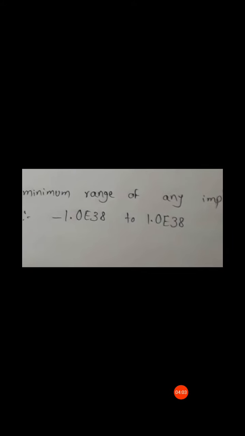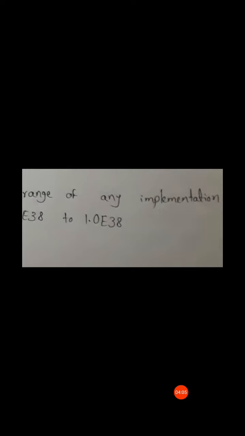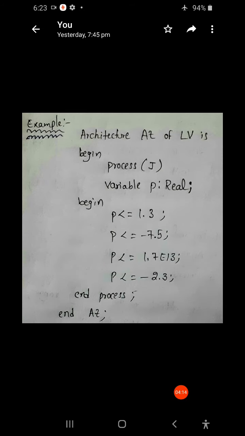Next one is real. It is also one of the data types. It has a range of minus 1.0E38 to plus 1.0E38. This is the range of real. Now we'll see the example for real: architecture AZ of LV. Here the architecture name is AZ.